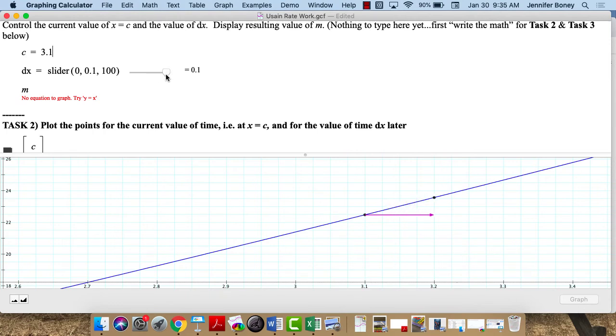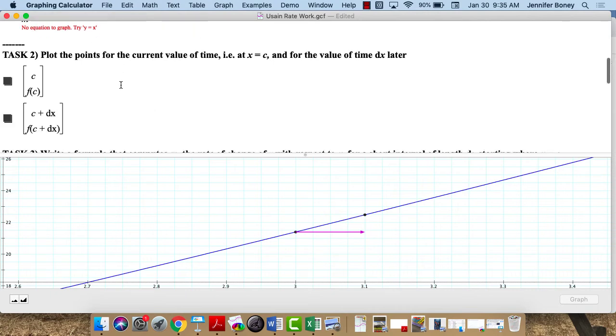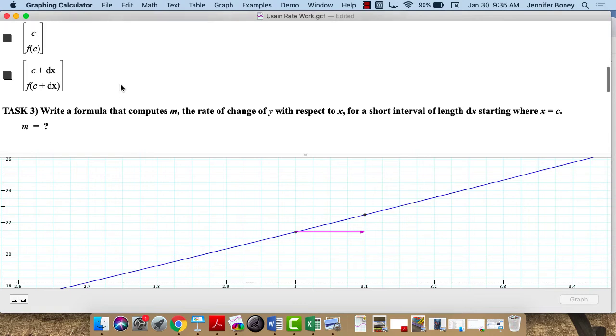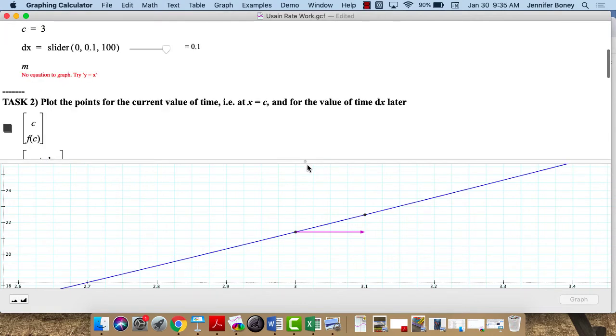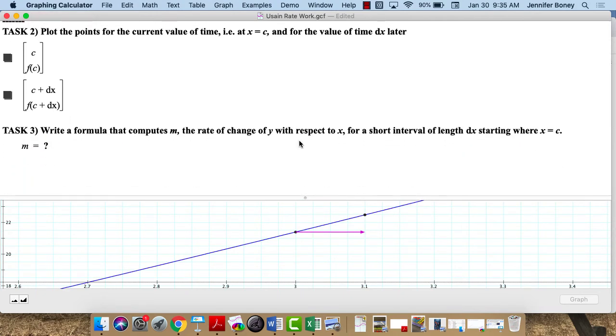Now we've got one missing part up here. I'm going to put this back to just plain old 3. This M says no equation to graph. Okay, so what is M about? Task 3 says to write a formula that computes M, the rate of change of y with respect to x, for a short interval of length dx starting where x equals c. Or in other words, compute M for this interval.